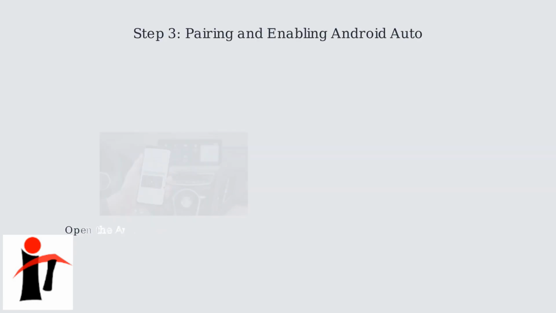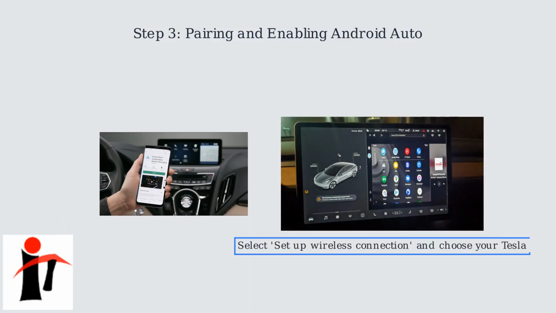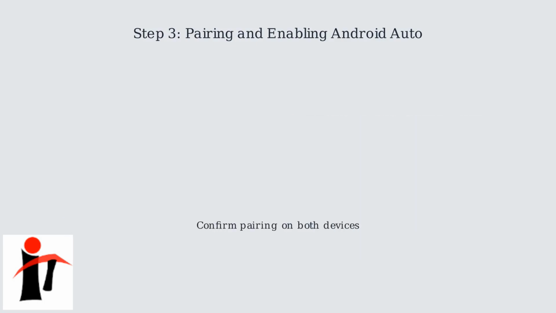Open the Android Auto app on your phone. Select the Set Up Wireless Connection option and choose your Tesla from the list of available devices. Confirm the pairing request on both your phone and the Tesla screen. The Tesla will then prompt you to enable wireless Android Auto. Follow the on-screen instructions carefully.